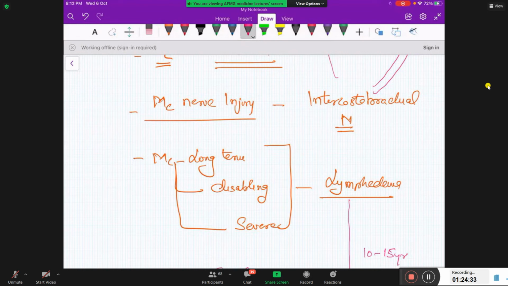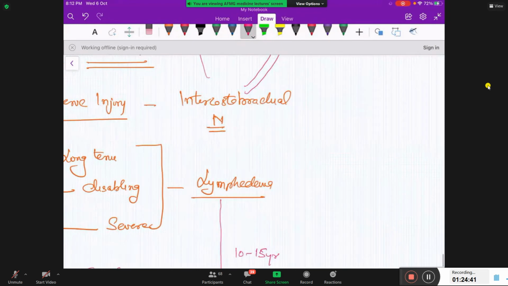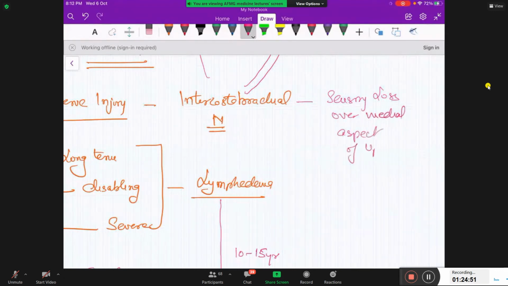Intercostobrachial nerve. So what we need to know is that this intercostobrachial nerve injury, which is the most common injury, if it happens, it leads to sensory loss over the medial aspect of the upper arm. Then, in what other way are they going to ask this question? These are very important points.